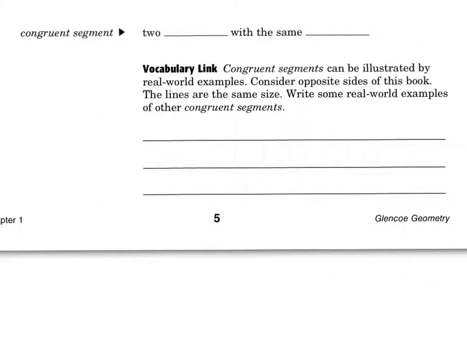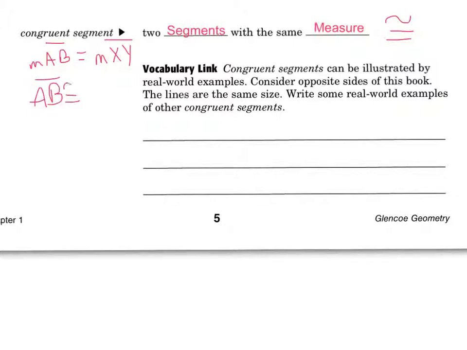Alright. Moving on then, the next part of the vocab. We got congruent segments. Now this is a big thing. Congruent segments are two segments with the same measure. What we use for congruent is this symbol here. So if we know that the measure of line segment AB is equal to the measure of line segment XY, we can simply write AB is congruent to XY. So we'll be doing a lot of those, especially in chapter 2.